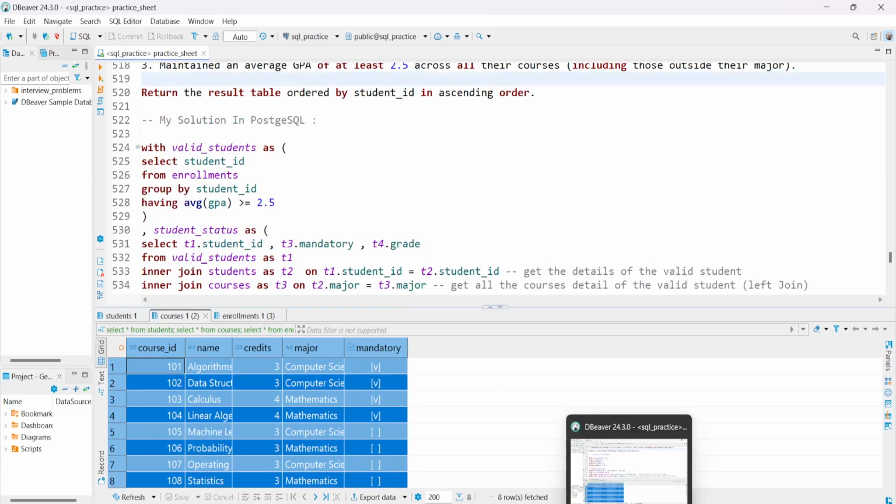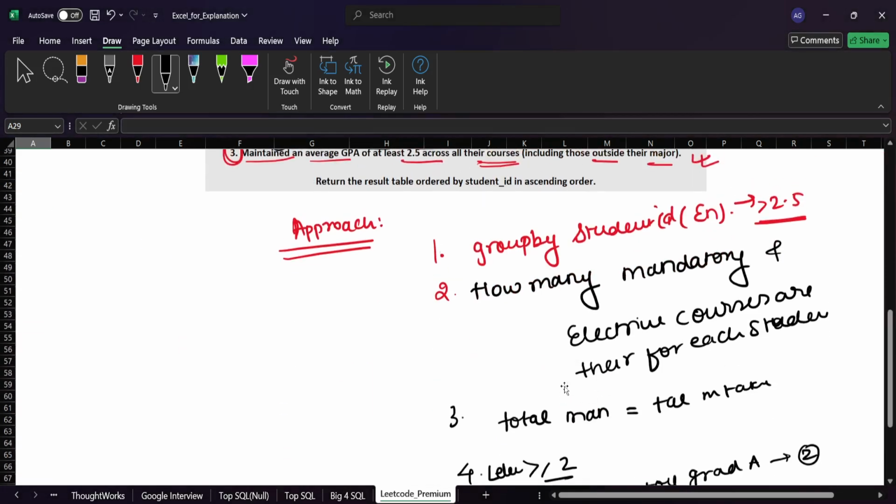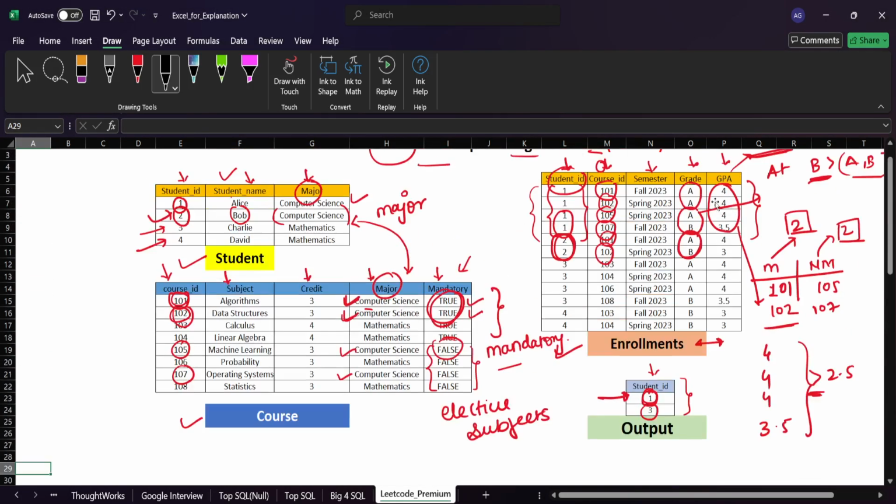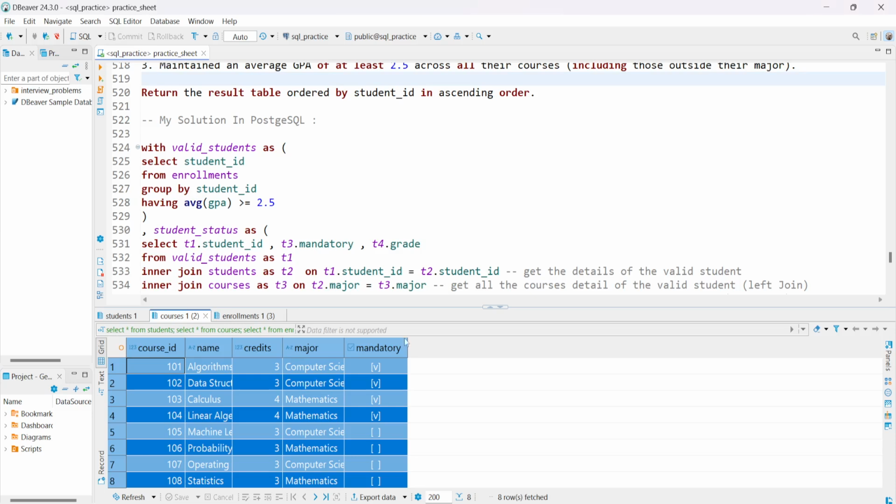So as we discussed here, our first criteria or the code would be to group by on the student ID and filter out the records where we have the average GPA less than 2.5, right? So that would be our first approach. So what we are writing is this. We are grouping on the enrollments table on the column student ID, right? And average GPA should be more than 2.5.